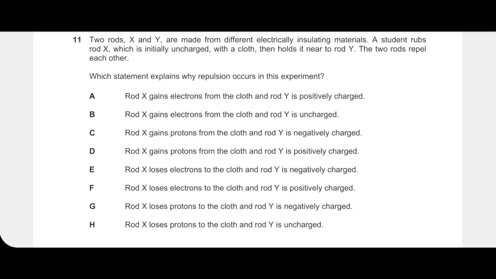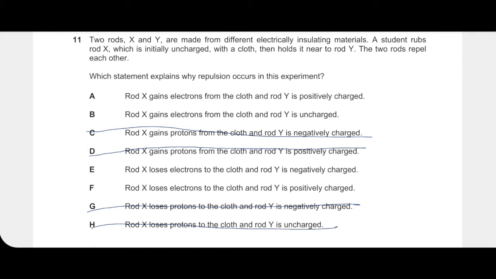Question number 11. 2 rods, X and Y, are made from different electrically insulating materials. A student rubs rod X, which is initially uncharged, with a cloth and then holds it near rod Y. The 2 rods repel each other. Which statement explains why repulsion occurs in this experiment? So, the first thing that you need to realize is that only electrons can be transferred between each object. So, we could eliminate C, we could eliminate D, we could eliminate G, we could eliminate H.